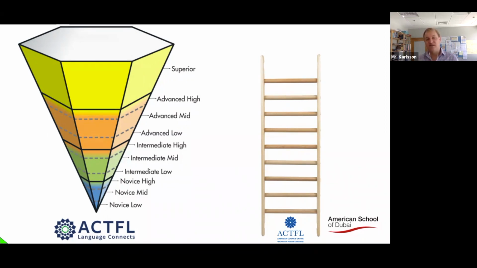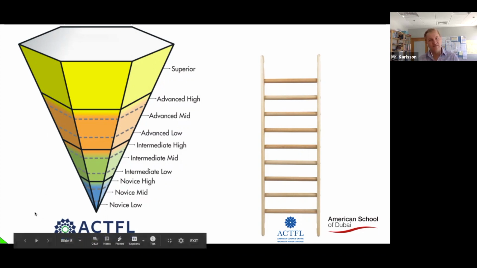Sometimes it's very normal for a student to take 2 years in one of those proficiency levels. So I'm going to draw your attention to the right-hand side, where we're going to use a ladder as a diagram to help you understand what we're doing in terms of the grading. But just keep in mind that it is actually a picture that looks a lot more like the diagram on the left-hand side, because of the difference in content. So we're going to squeeze that out and make it a nice simple ladder for the rest of today.